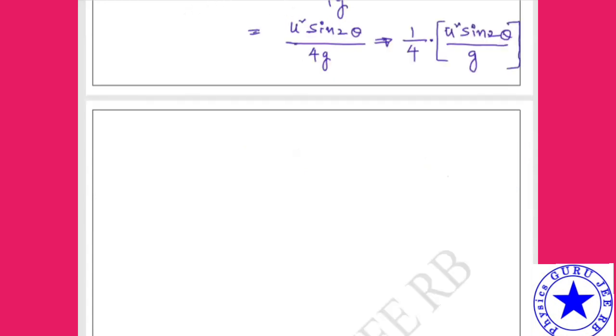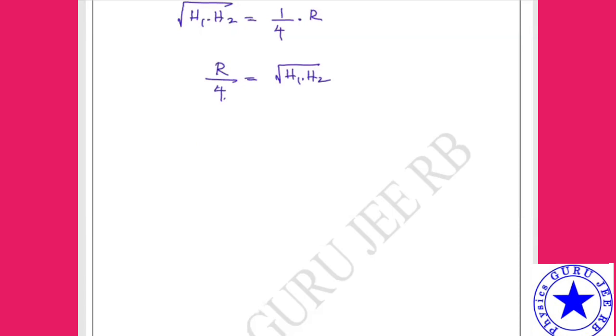That means here I'll get under root of h1 into h2, equal to 1 by 4 into range R. Or simply we can write R by 4 equals under root of h1 into h2. This is one equation relation. Or squaring on both sides, we get R square by 16 equals h1 into h2. This also we can take like this. All of you clear this one?